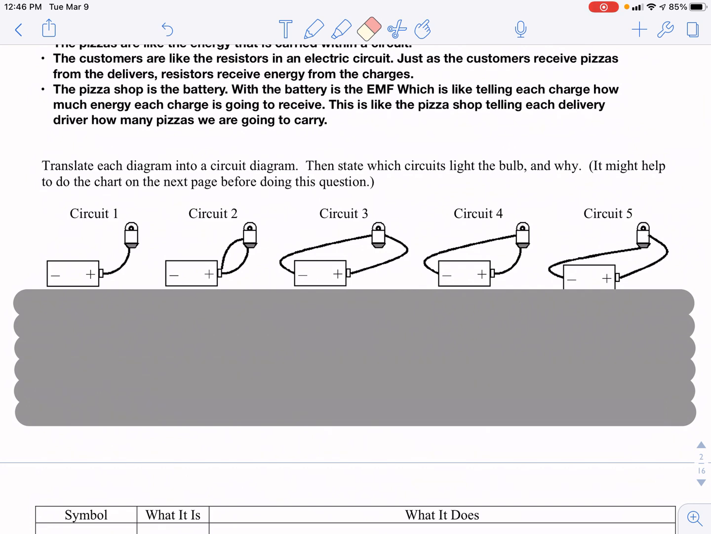Translate each diagram into a circuit diagram, then state which of the circuits light the bulb and why. It might be helpful to do the chart on the next page before doing this question.